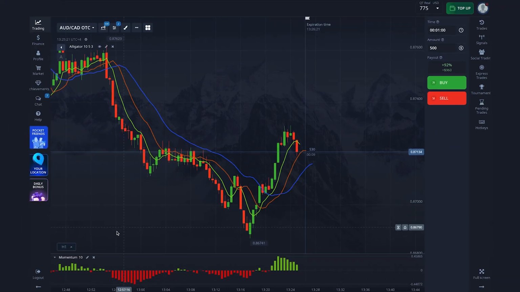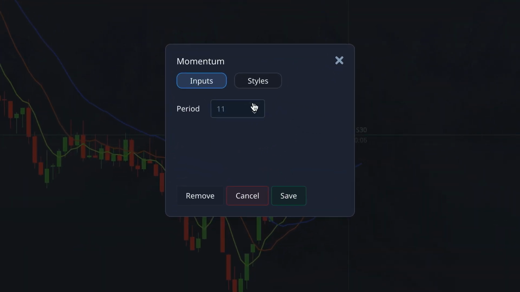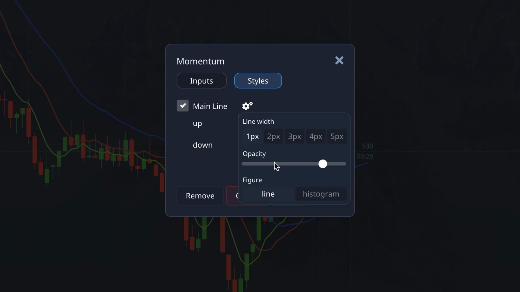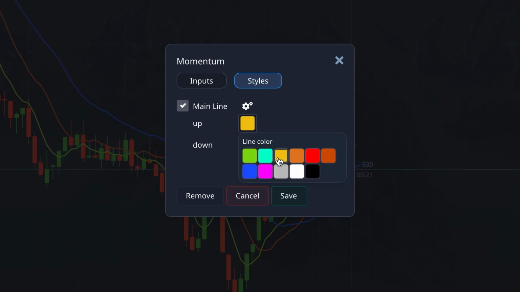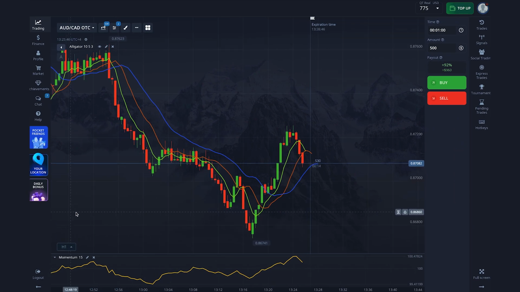Save. Let's configure momentum. Set the period to 15. Go to Style. In the mainline settings, select the shape type line. Set the width to 2 and move opacity to the right. Set the color to yellow. Save. The indicators are ready to go.